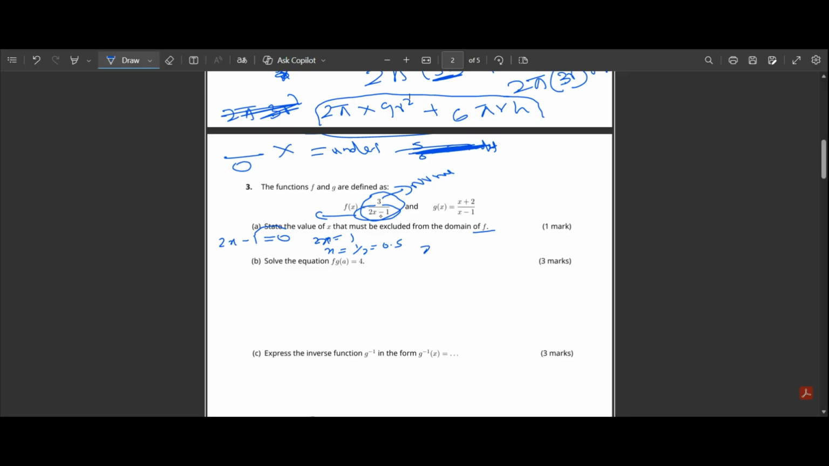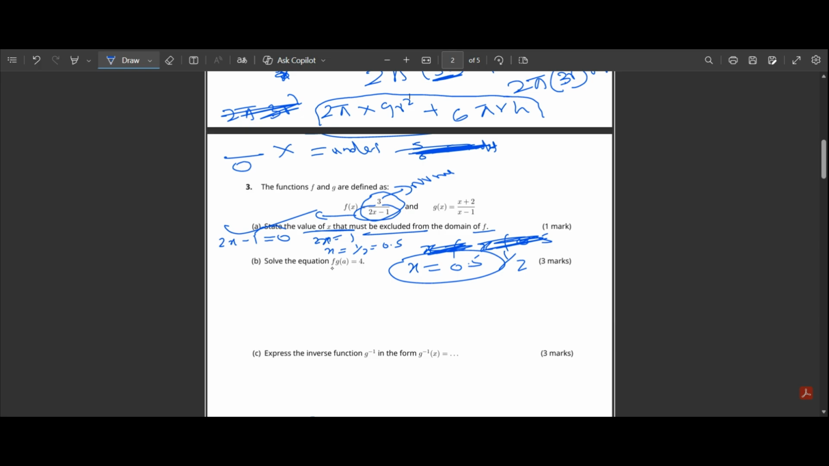Can the denominator be 0? Can't. So you can state the value of x that must be excluded. x actually cannot be 0.5. So the value we have to write, the value which needs to be excluded, is 0.5, or you can write it as half. Okay, doesn't matter. So the first part A is finished.